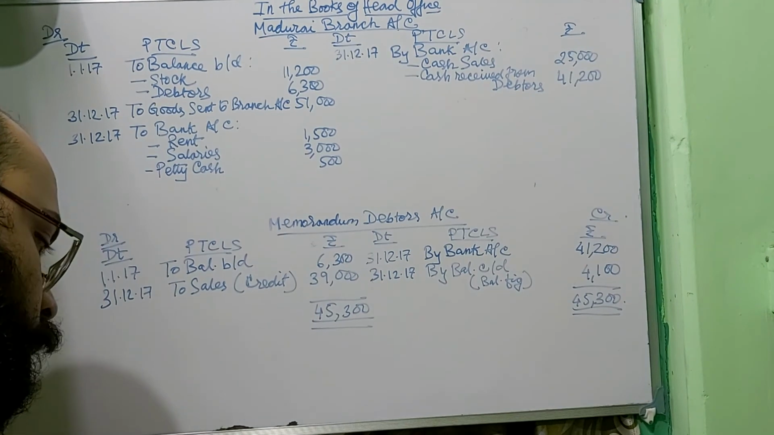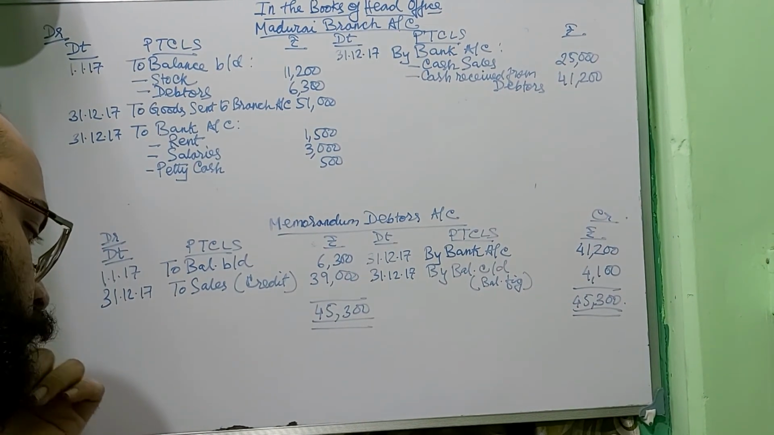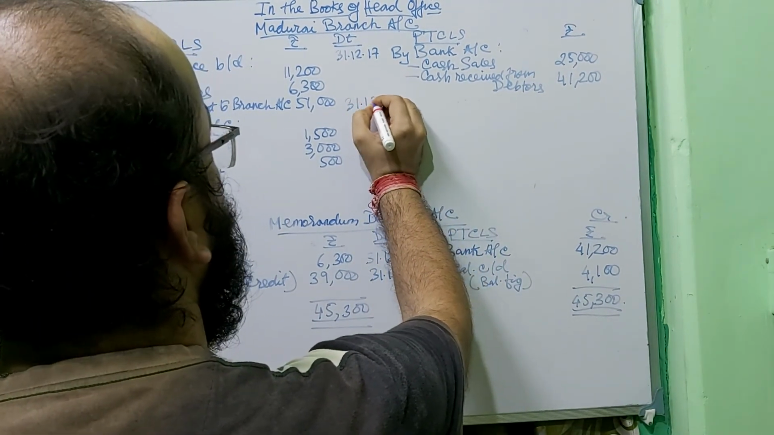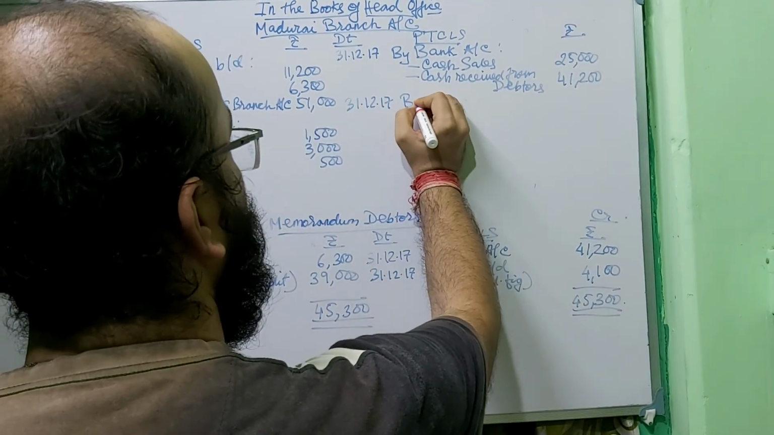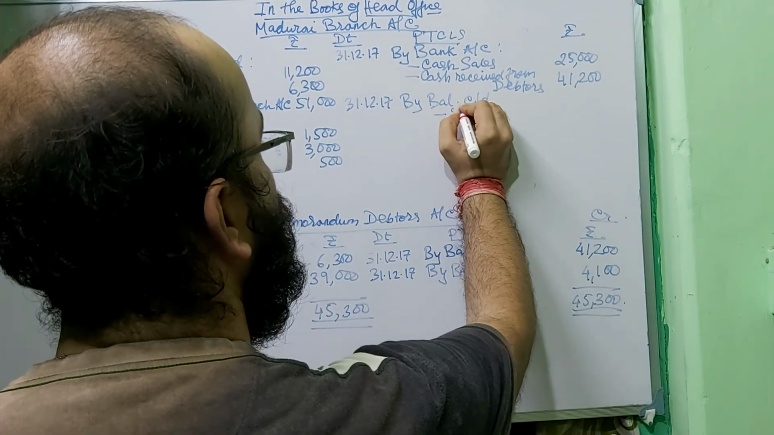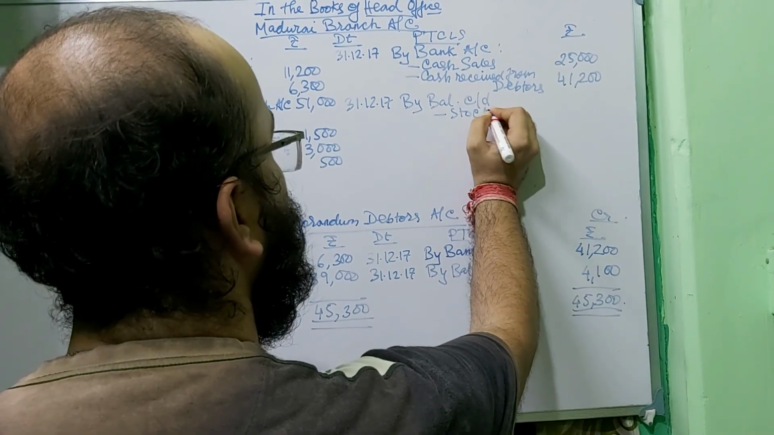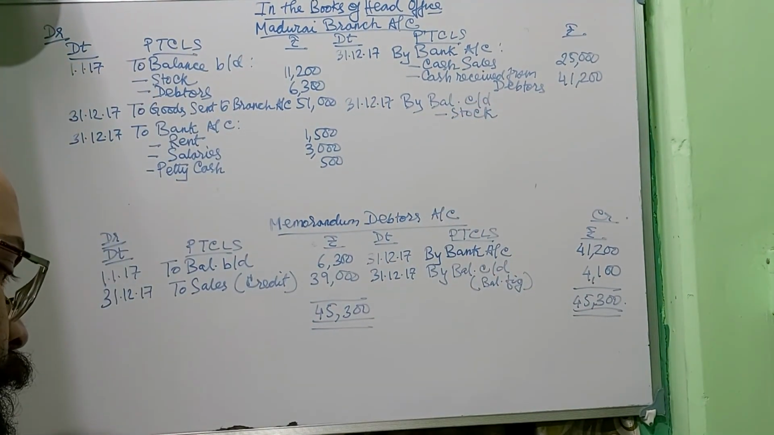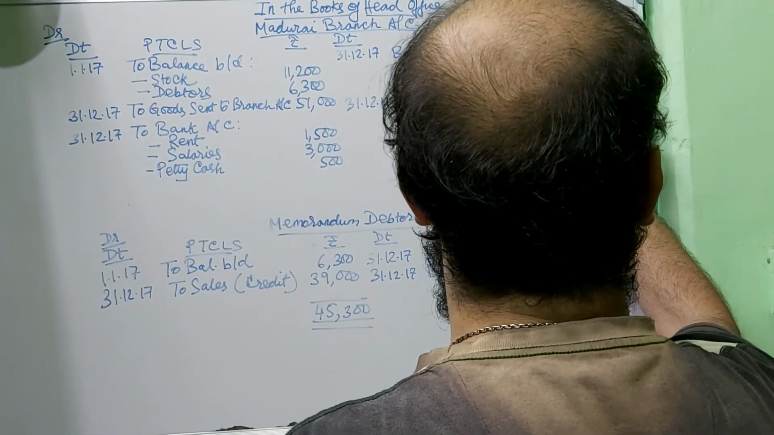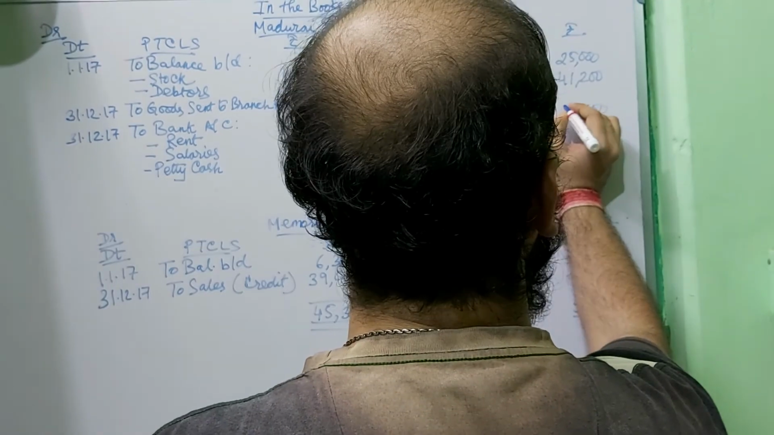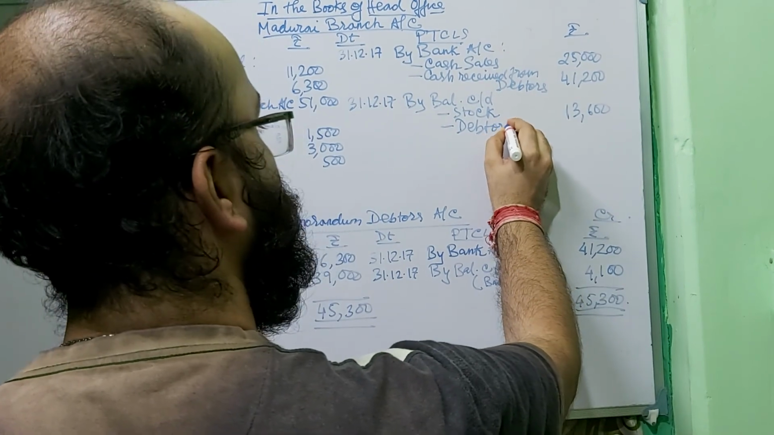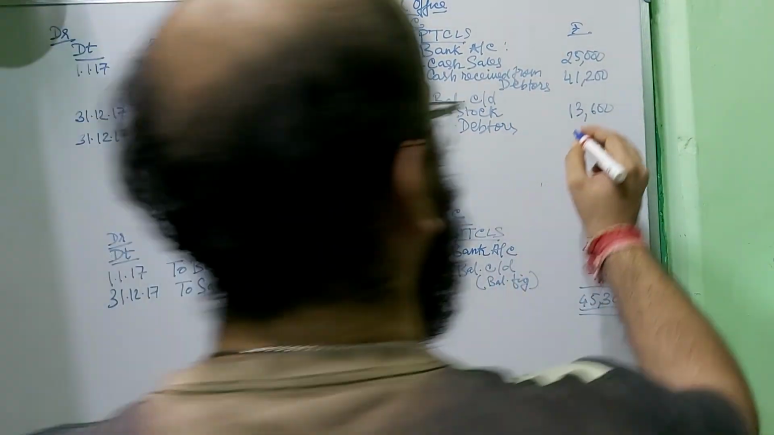And the closing balance, obviously you can calculate. The closing balance of stock is given. The closing balance of debtors you have calculated. So 31/12/17 by balance c/d, stock has been provided, which is 13,600, right? 13,600. Debtors, you have just calculated, which is 4,100.